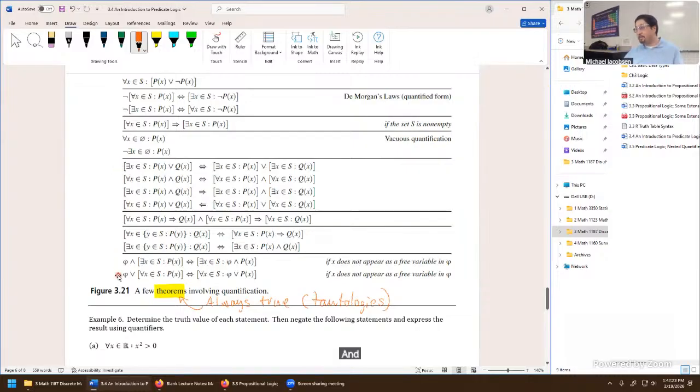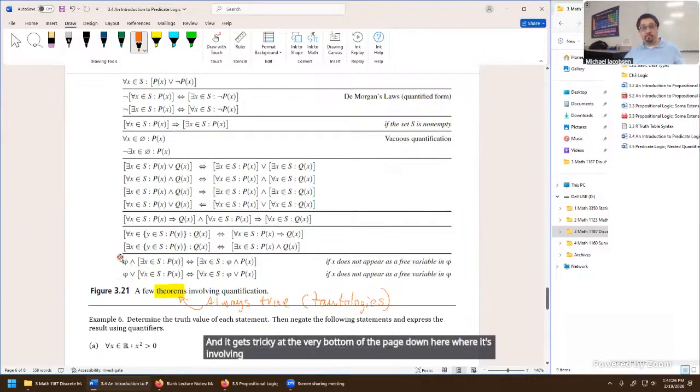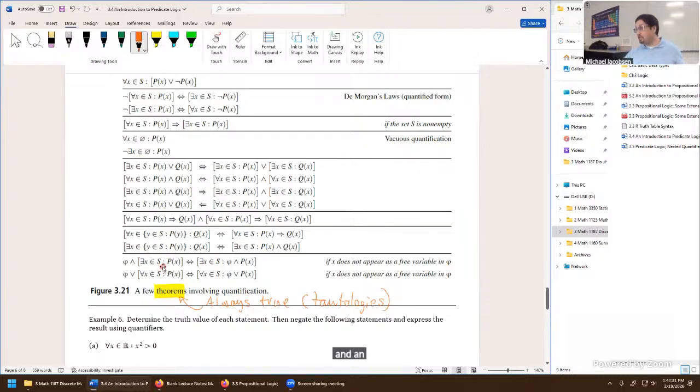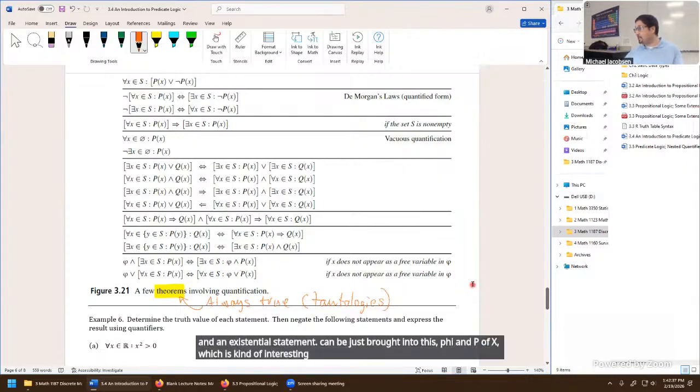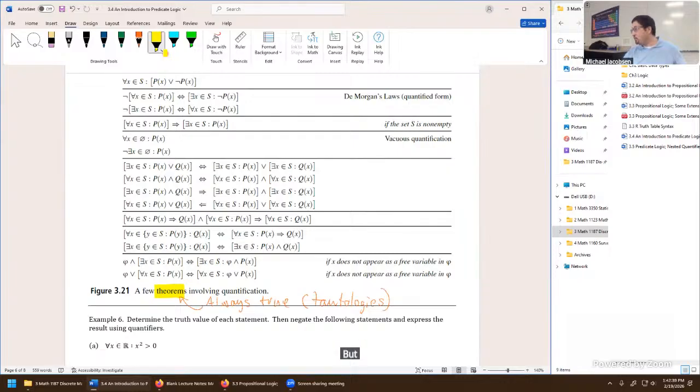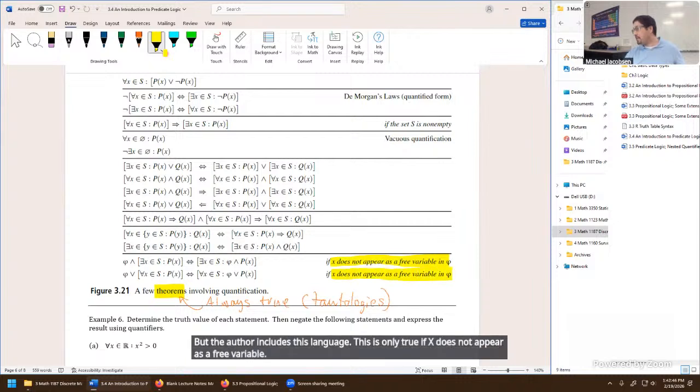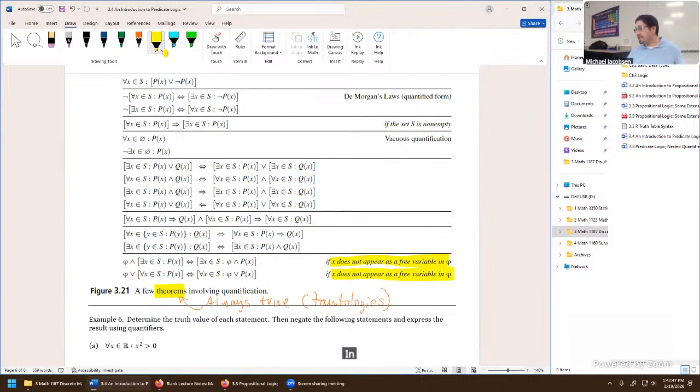And it gets tricky at the very bottom of the page down here, where it's involving just some proposition phi and an existential statement can be just brought into this phi and P of x, which is kind of interesting. But the author includes this language. This is only true if x does not appear as a free variable in phi. I think that should take some time to think about. What do they mean exactly by a free variable?